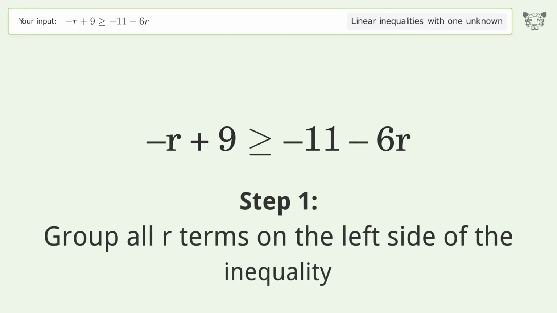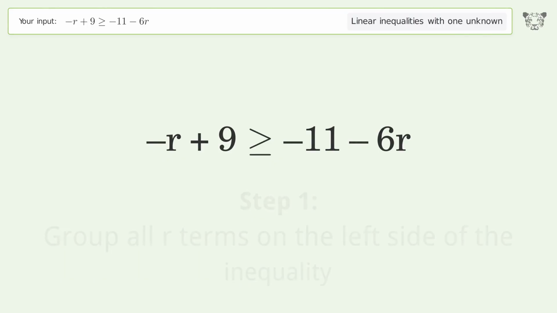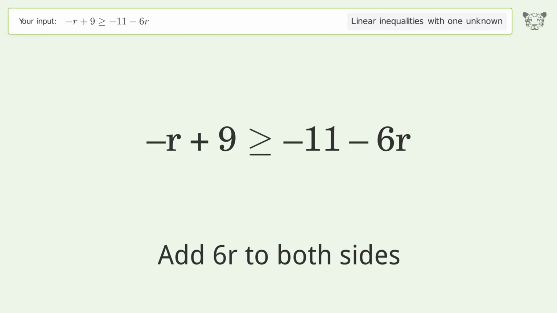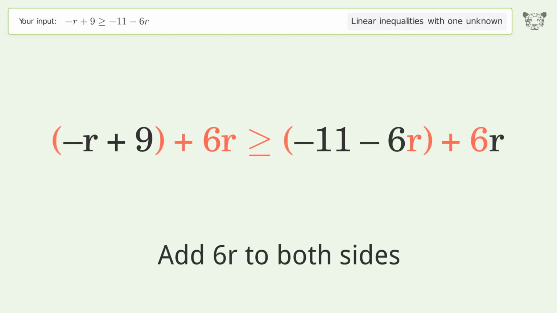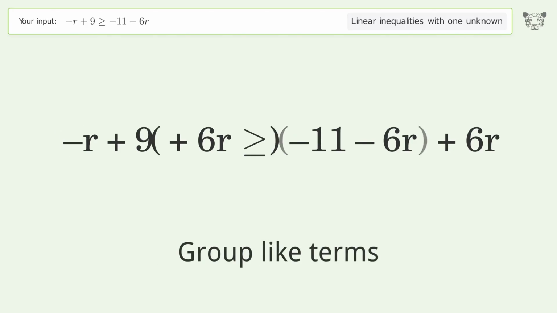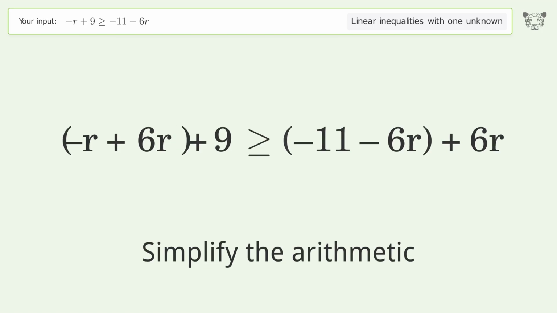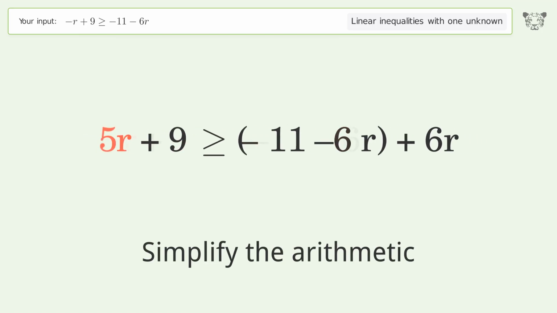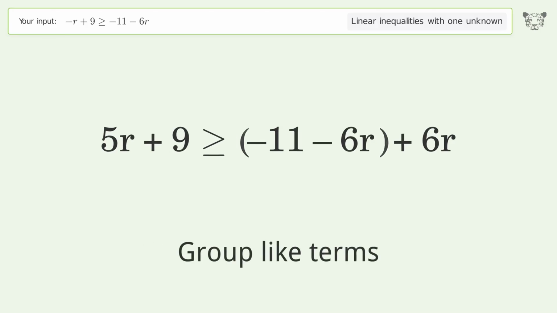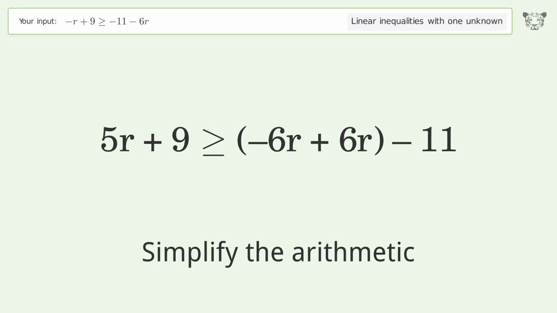Group all r terms on the left side of the inequality. Add 6r to both sides. Group like terms. Simplify the arithmetic. Group like terms. Simplify the arithmetic.